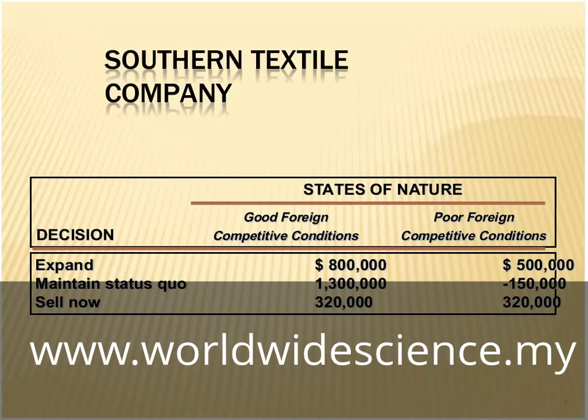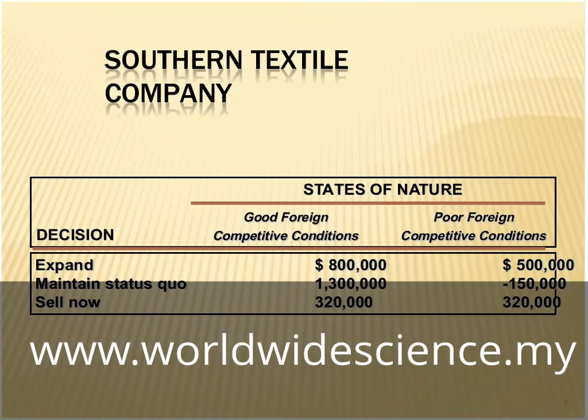Imagine you have faced three decisions, three options, or three projects. You are working in Southern Textile Company. Southern Textile Company is a name of a company. This is an example. For example, the McDonald's company, the Boeing company. Okay, the name of the company in this example is the Southern Textile Company.